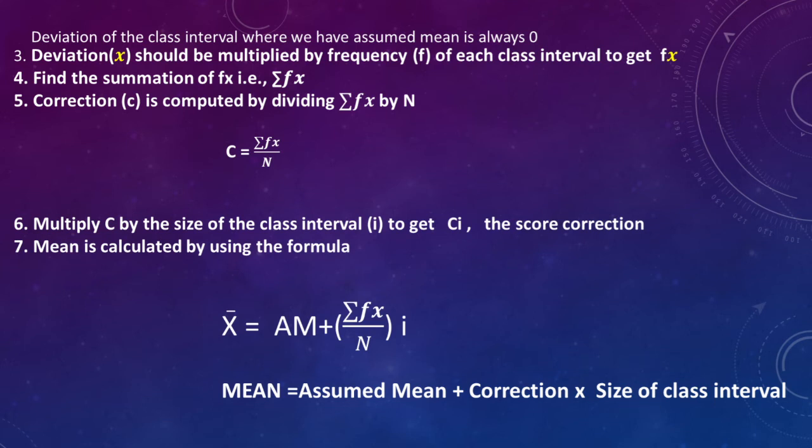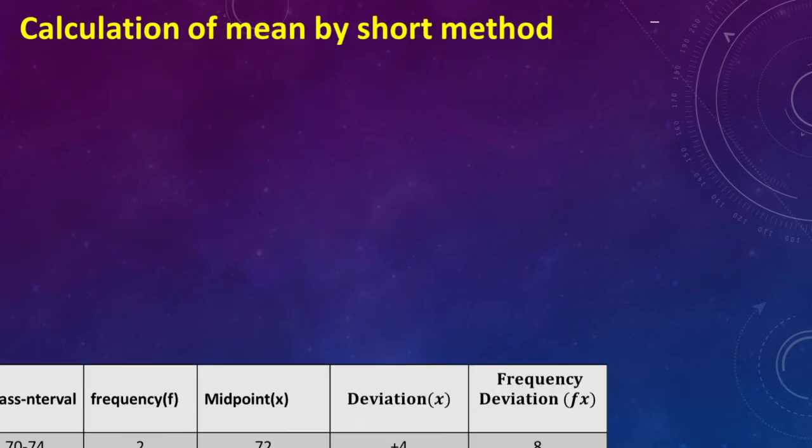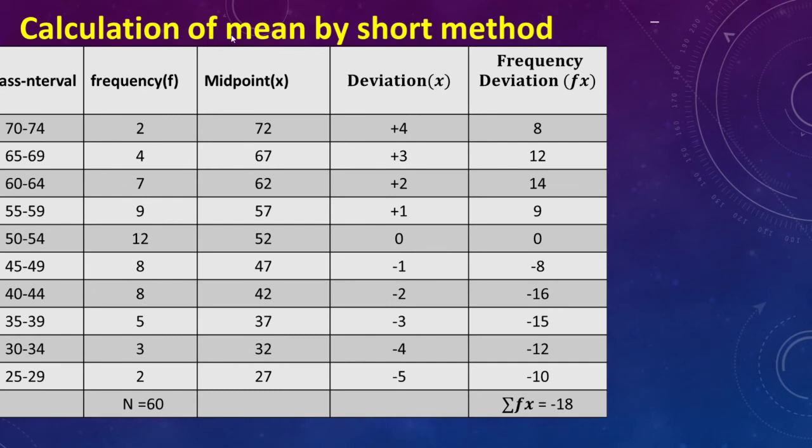For your reference, one problem is shown in this table: calculation of mean by short method. We have class intervals and respective frequencies, and we know the way of calculating the midpoint. After calculating the midpoint, we are going to assume the mean. Why here? Because the maximum frequency we see is 12. So in this class interval, what is the midpoint? This midpoint, 52, is going to be taken as the assumed mean.